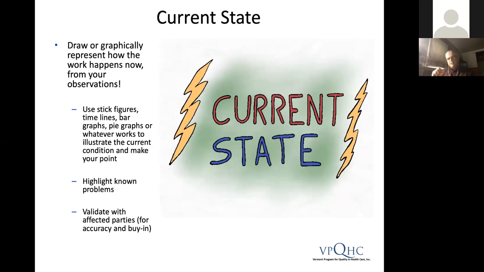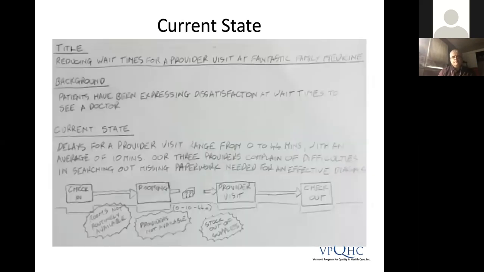And as you go through and you actually generate that workflow, point down on there where you've got known problems and validate them. Go through the workflow, talk to the people that are actually responsible for making the workflow happen, and validate that those problems are real and they're in the right place. And so by doing all of that, you'll generate an accurate current state. Here's the current state for our example.